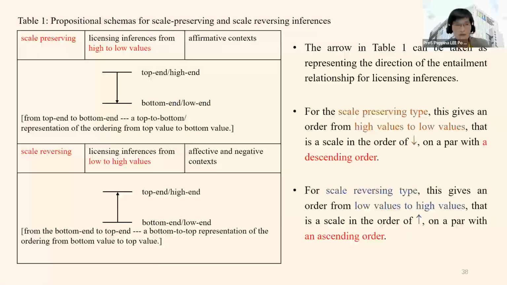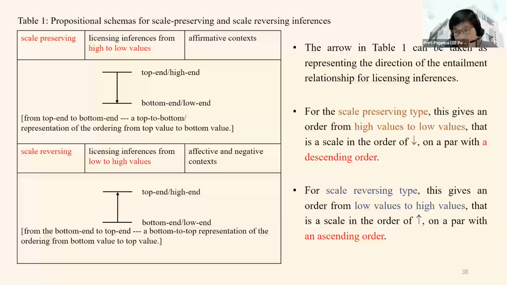So to make the point clearer, let's look at table 1 over here. As I mentioned earlier, we have two types, scale preserving and scale reversing. So you have the arrow over here in table 1. This shows in what way the scalar ordering is done. If it's scale preserving, it will be from high to low, usually in the affirmative context, without reversing. However, if it's scale reversing, then the original high to low is reversed to low to high, which is shown by the arrow over here.